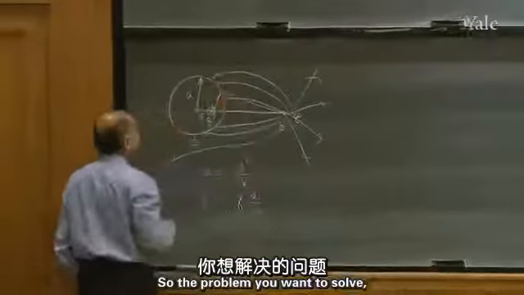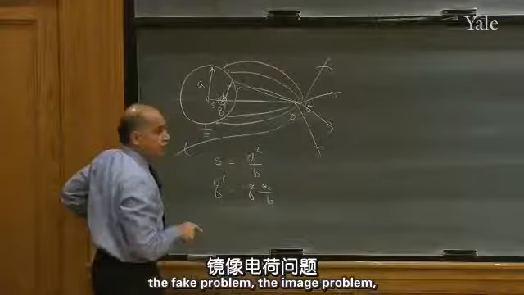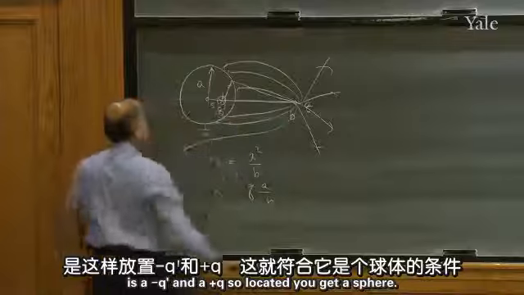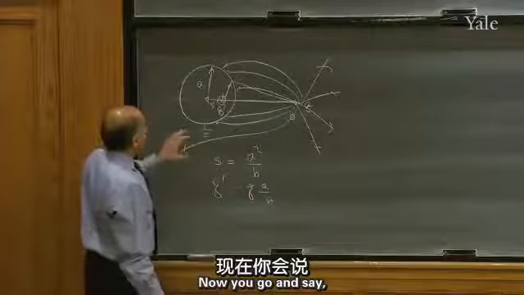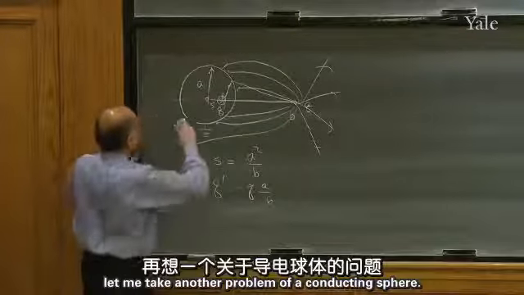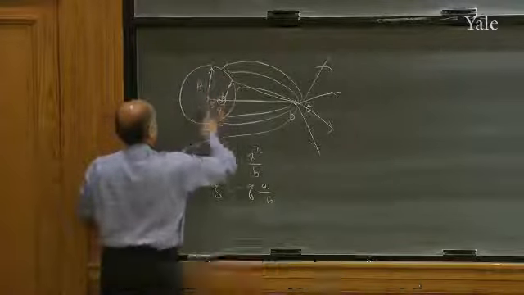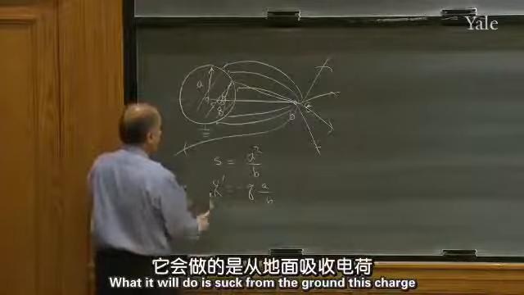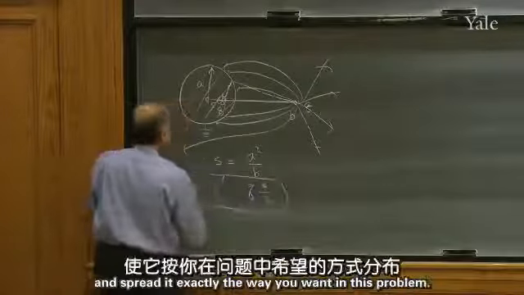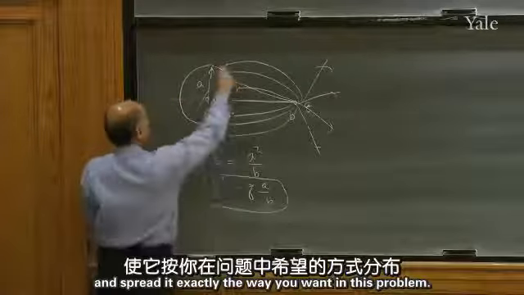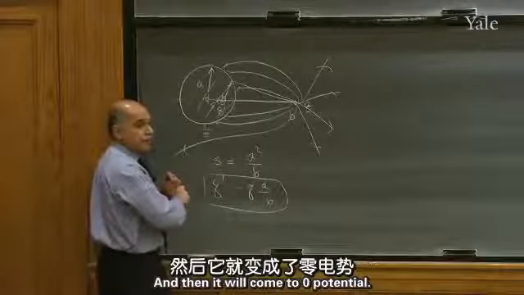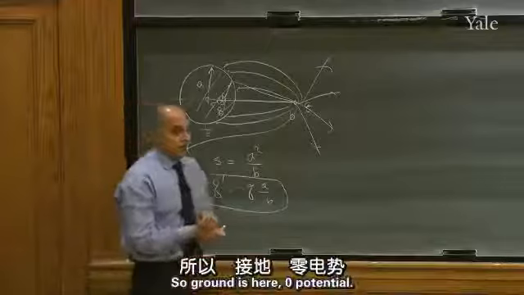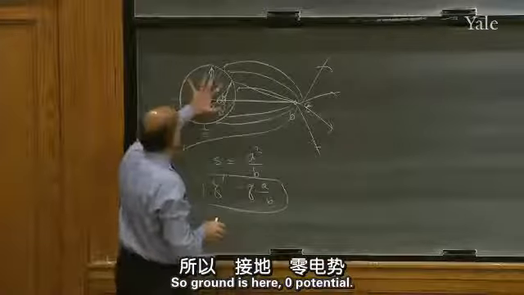So the problem you want to solve, the fake problem, the image problem, is a minus q prime and a plus q so located you get a sphere. Now you go and say, let me take another problem of a conducting sphere. There's nothing in it, grounded. What it will do is suck from the ground this charge and spread it exactly the way you want in this problem. And then it will come to zero potential. So grounded sphere with zero potential.